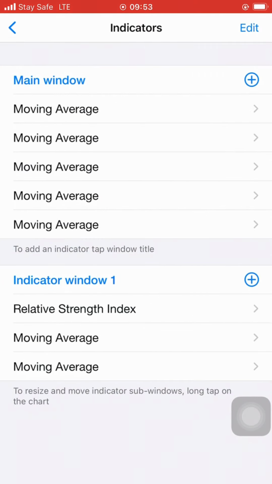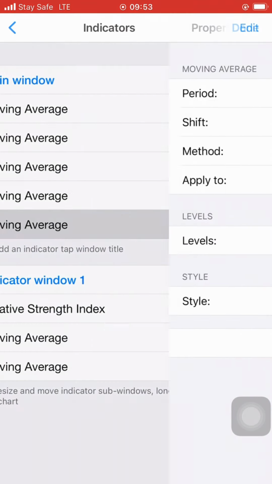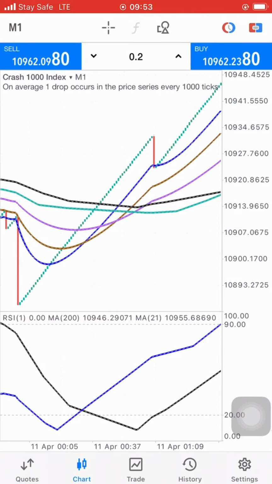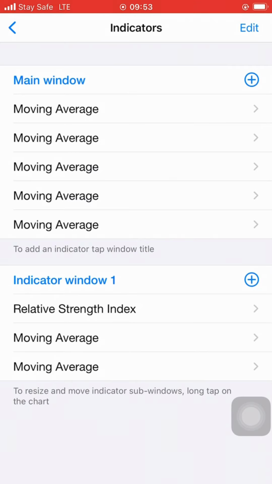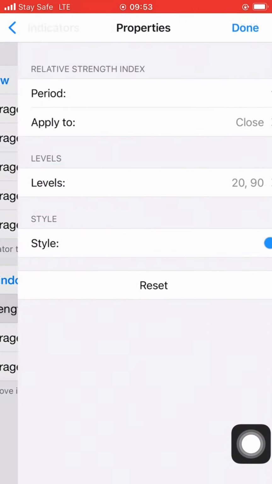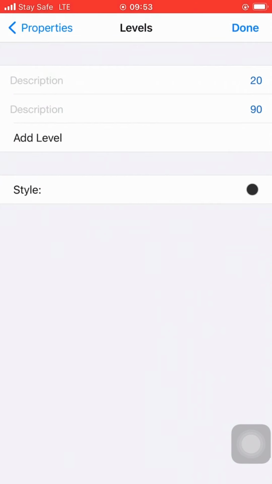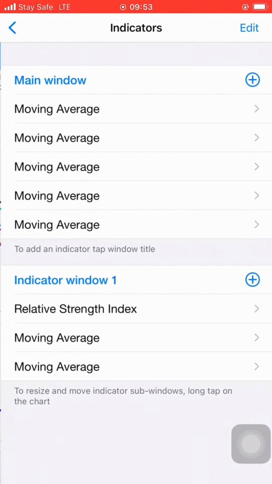Then the last one is moving average 200, shift 0. Method is simple. Apply to close. Level should be 3. Use black. Then let's move to indicator window 1, which is RSI. The RSI should be period 1. Apply to close. Levels should be 20 and 90. Done.